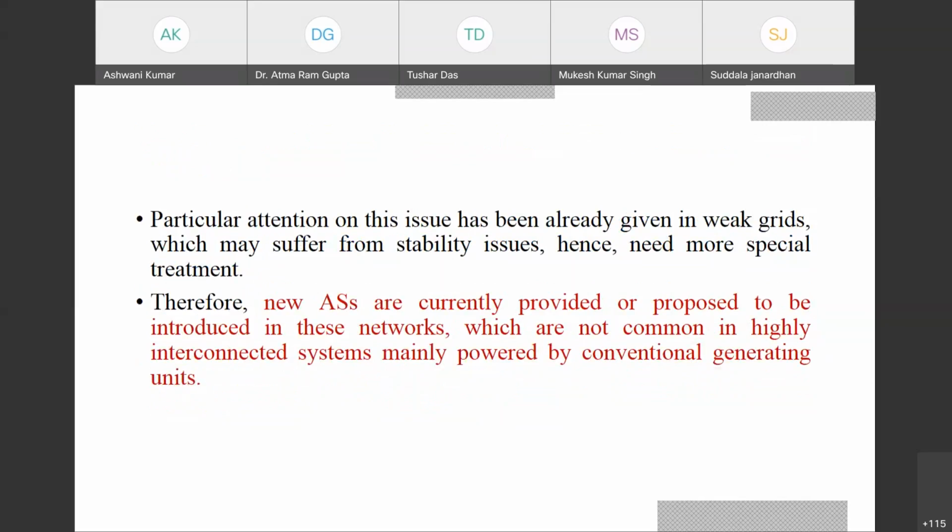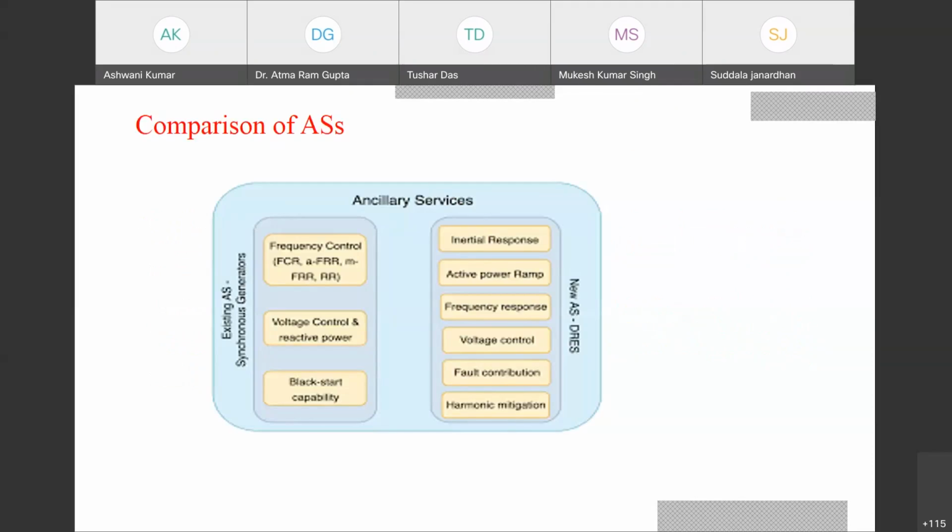So therefore, new ancillary services are to be proposed, and in a highly interconnected system, especially one operating in a smart grid area, we need to have certain other mechanisms added so that the new ancillary services can be provided. So this is a sort of comparison between the ancillary services which existed previously and the new ancillary services in the context of renewable energy sources integration, especially on the distribution side. So this is how we have a slight change.